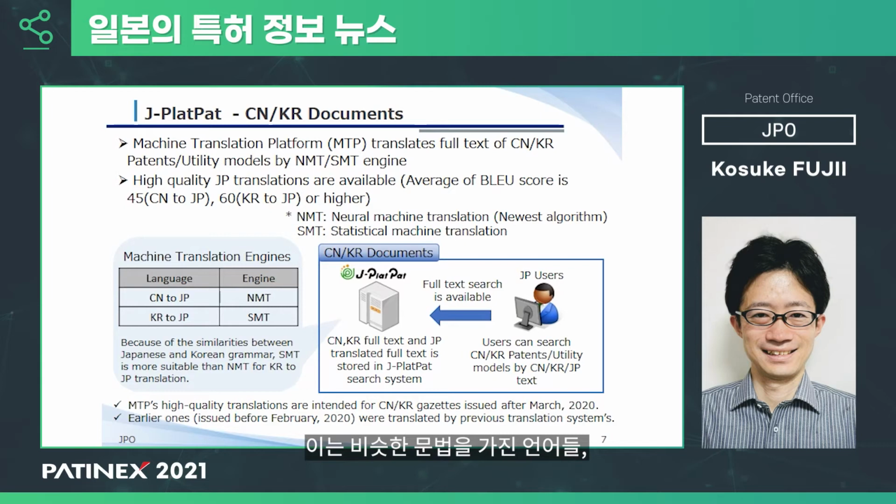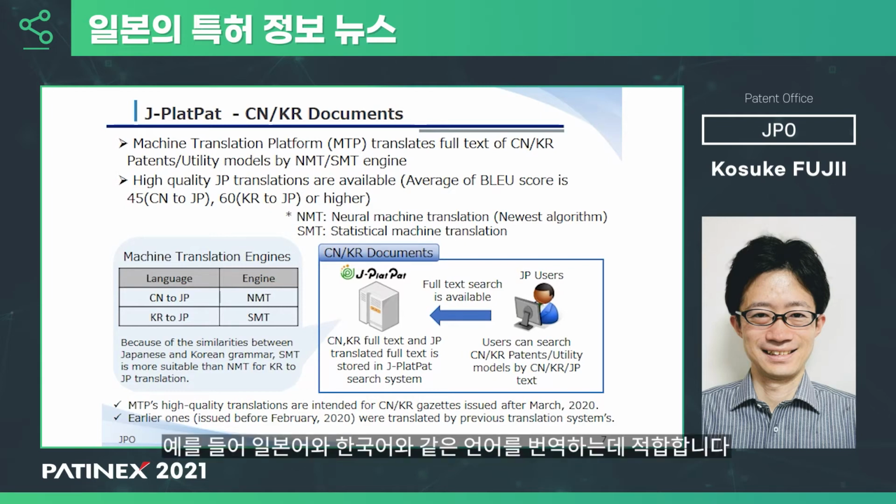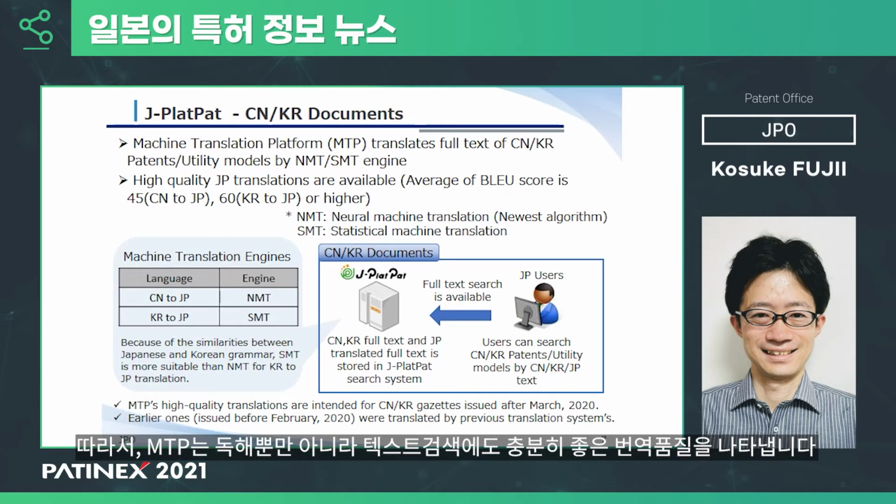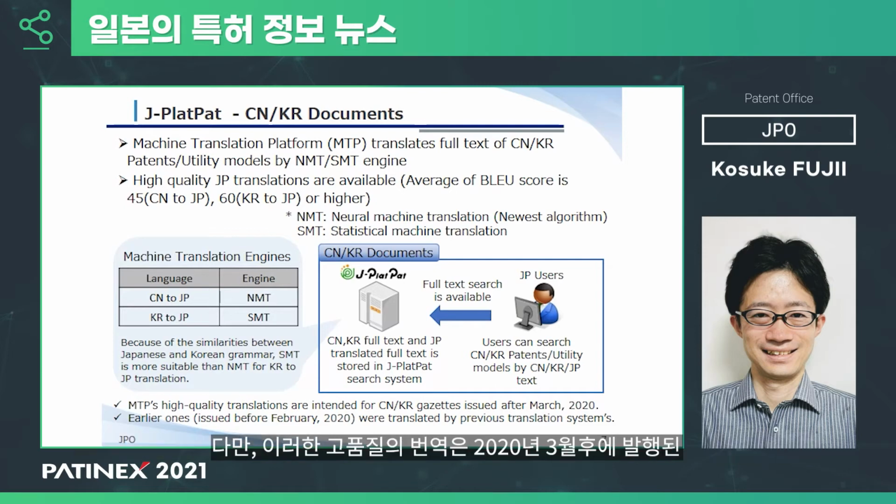SMT is suitable for translating similar grammatical languages like Japanese and Korean. Average BLEU score is more than 45 for Chinese to Japanese and 60 for Korean to Japanese. So the translation quality of MTP is good enough not only for reading, but also for the text search. Note that these high-quality translations are intended for Chinese and Korean gazettes issued after March 2020. Earlier ones were translated by classic rule-based machine translation engine.